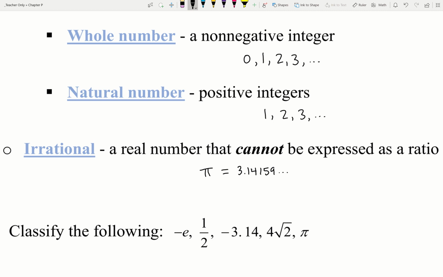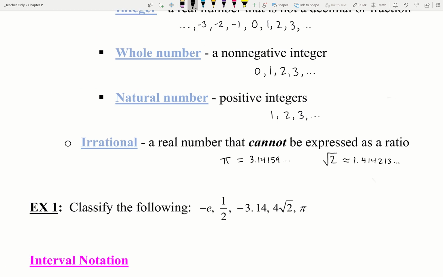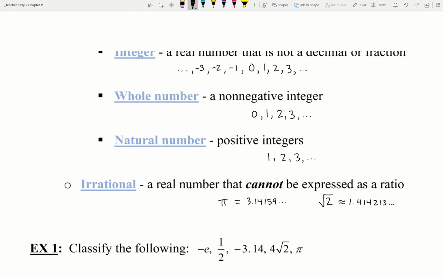That is a decimal that never stops, and it does not have a repeatable pattern, so that would be considered to be an irrational number. Another example of an irrational would be something like the square root of 2. It has a decimal approximation that is about equal to 1.4142135, etc., etc. So it's a long, ugly, non-repeating decimal. No way to write that as a fraction, so we would consider that to be an irrational number.